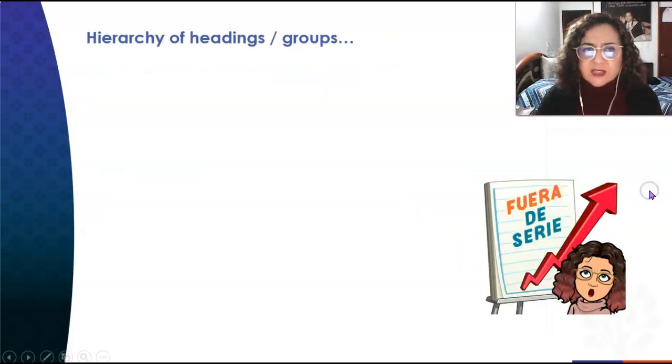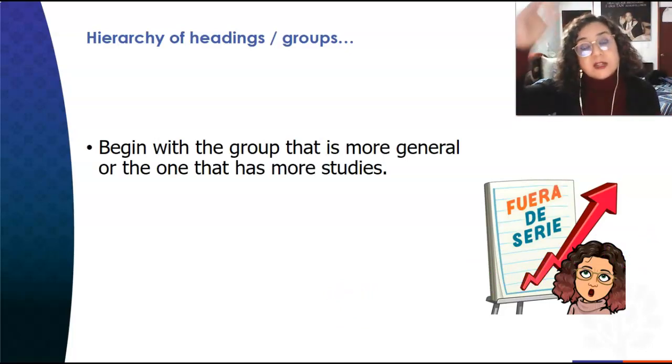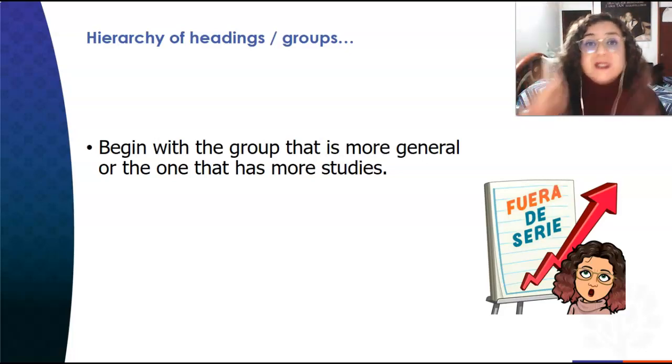And what are the headings for? Well, the headings are for providing the hierarchy of groups, the hierarchy of concepts. How are you going to place them? You begin with the group that is more general, or the one with the most studies. Like you have your literature matrix and you have one topic that has 12 articles. That's the one that should go first. And then you start organizing the order based on that criteria, right?